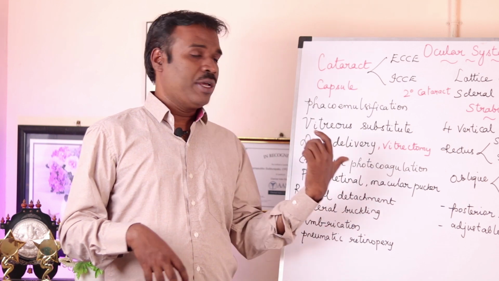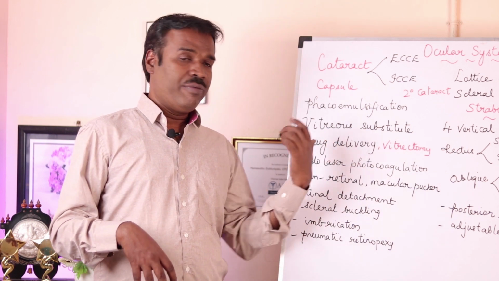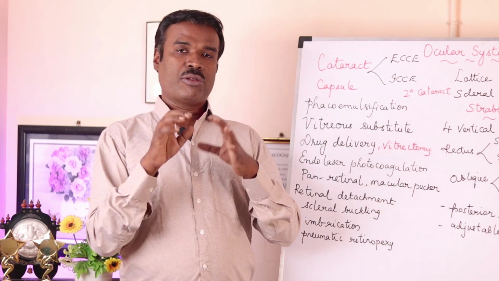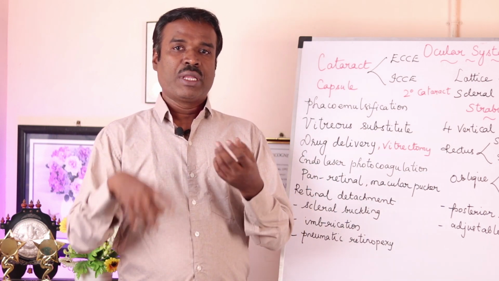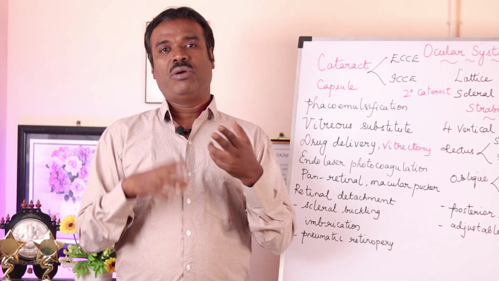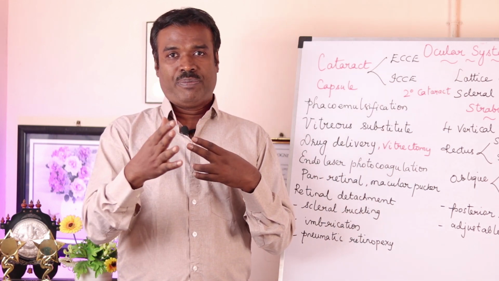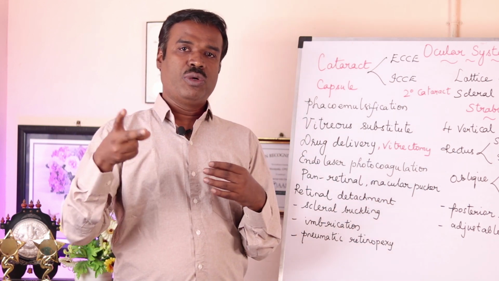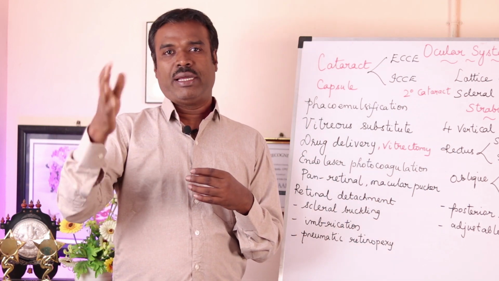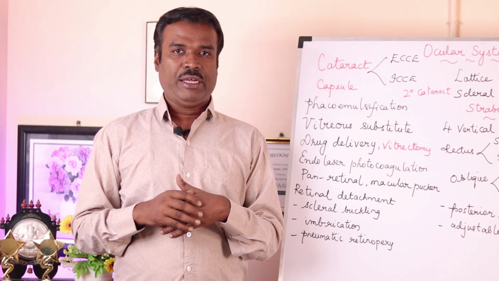Next is endolaser photocoagulation. Here we should understand that treatment is now directed towards a more inner layer of the eye, which is the retina. Coming to the retina, we all know the image falls on the retina, and the retina is in two layers: one a sensory layer and the other a nervous layer, right?